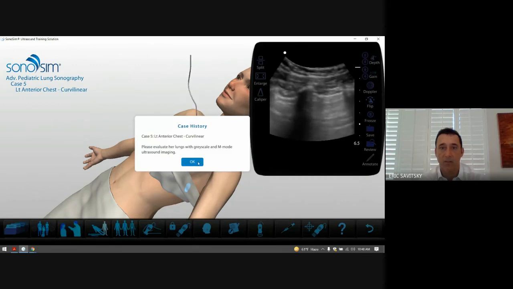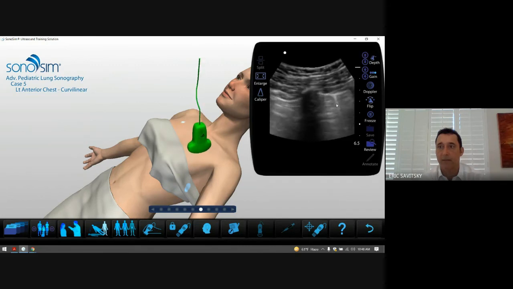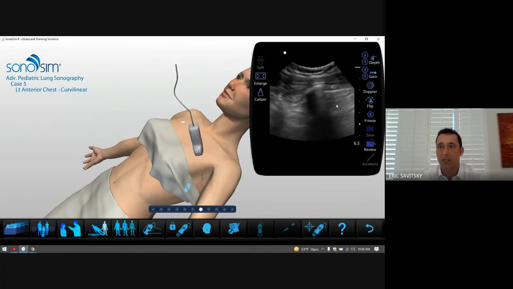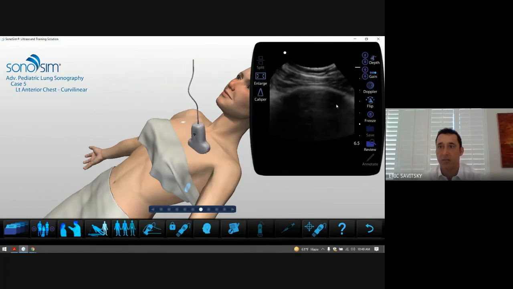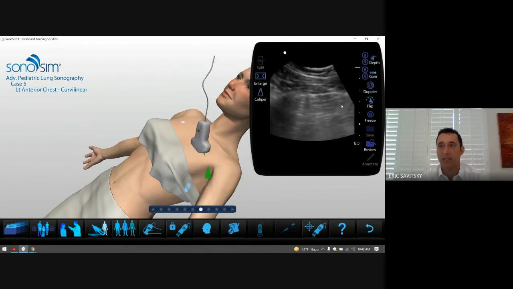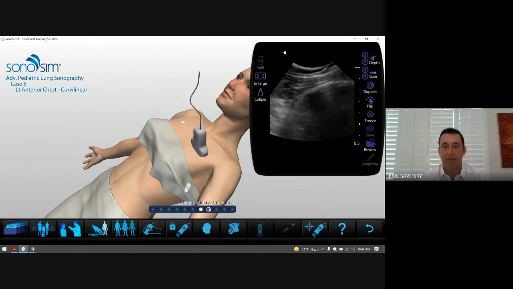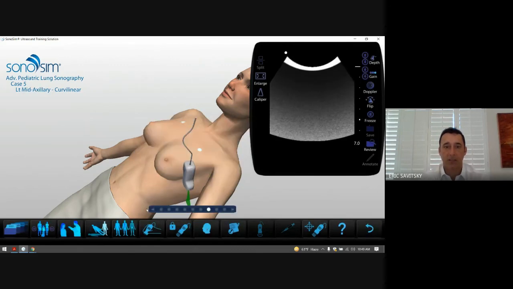We're going to switch over to the curvilinear transducer again in the left anterior chest. And maybe an occasional B line, but not more than one. As I turn into a transverse oblique plane and try to get in between the intercostal space, I see once again no significant pathology. I'm going to move down to the left mid-axillary space.